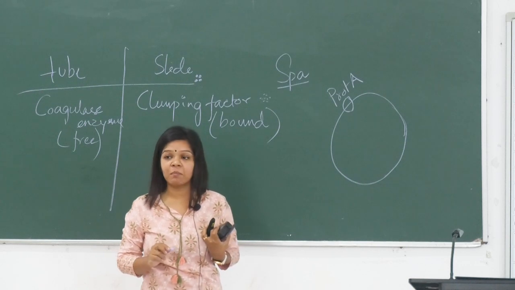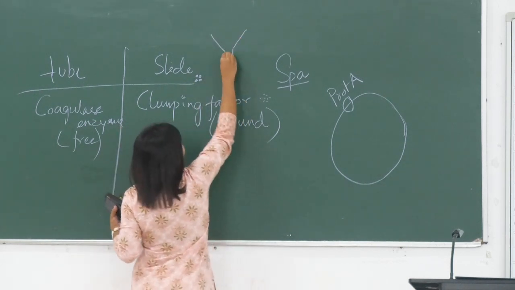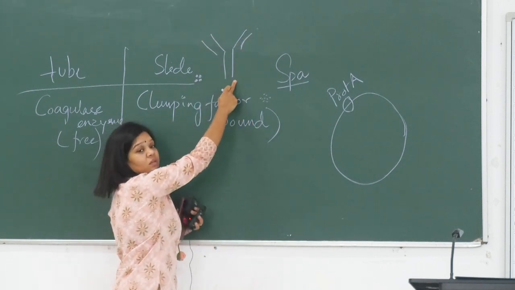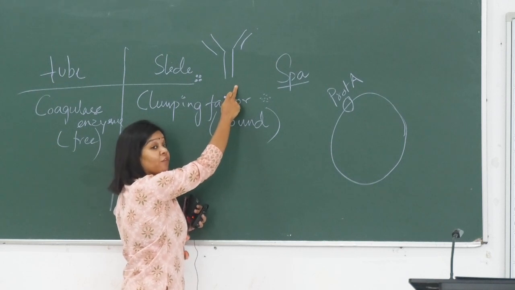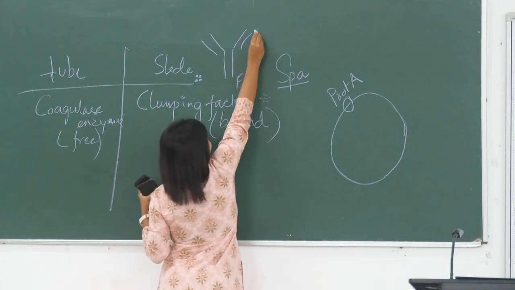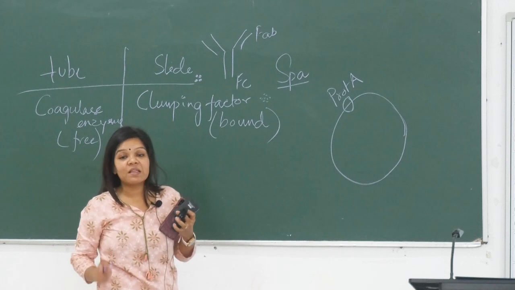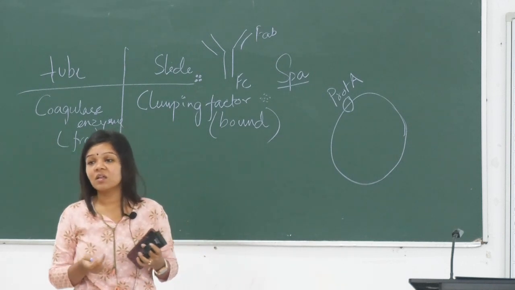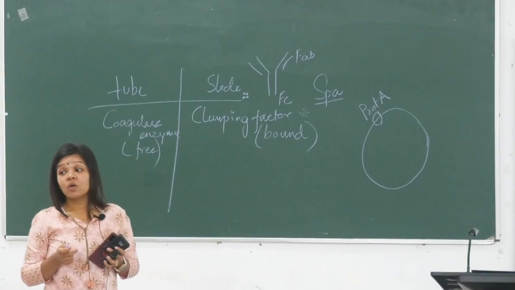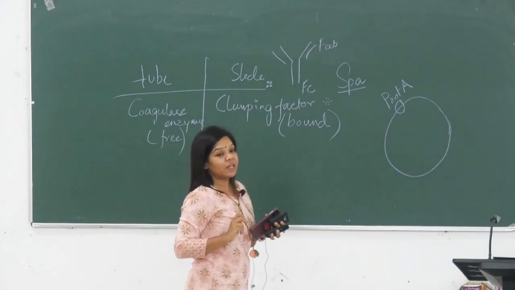Now complement, you remember one, what is this end? You have to tell me what is this end and what is this end. FC. And what is this? FAB. Now complement class এ আমি বলেছিলাম FC region এ কি হয়? Complement bind করে, okay? Why am I telling you this?